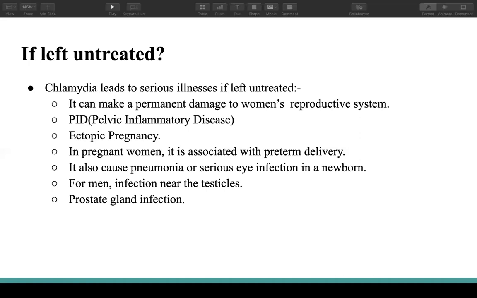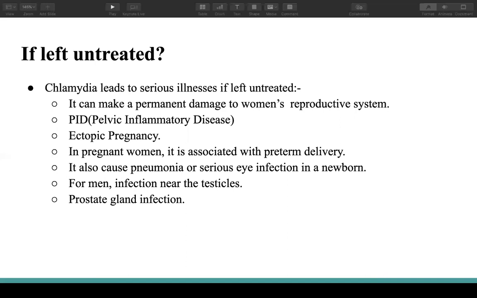Ectopic pregnancy is one in which the fertilized egg implants outside of the uterus. The fertilized egg cannot survive outside the uterus. If it's left to grow, it may damage nearby organs and may cause life-threatening loss of blood. In pregnant women, it is also associated with preterm delivery. It also causes pneumonia or serious eye infection in a newborn, as I mentioned already.